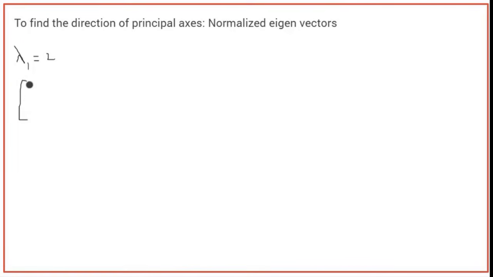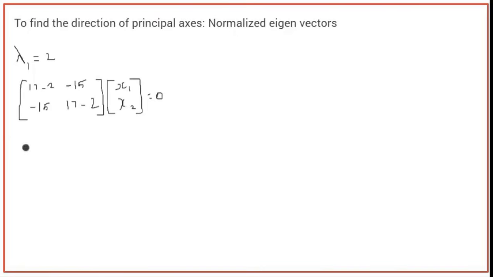So substitute lambda 1 is equal to 2 in the original equation. This is the characteristic determinant equation. That will give us the matrix with entries 17 minus 2, minus 15, and 17 minus 2, multiplied by the column vector x1 and x2. So again this should be equal to 0.